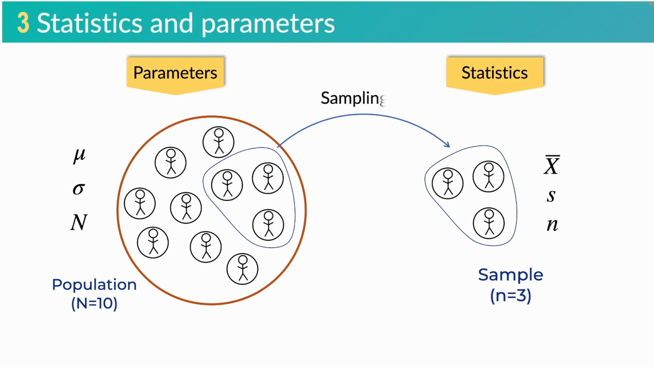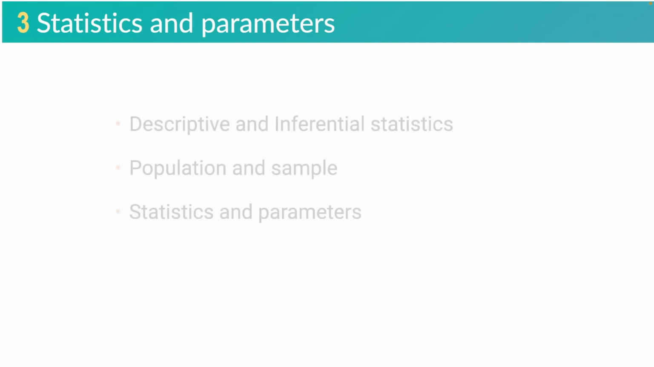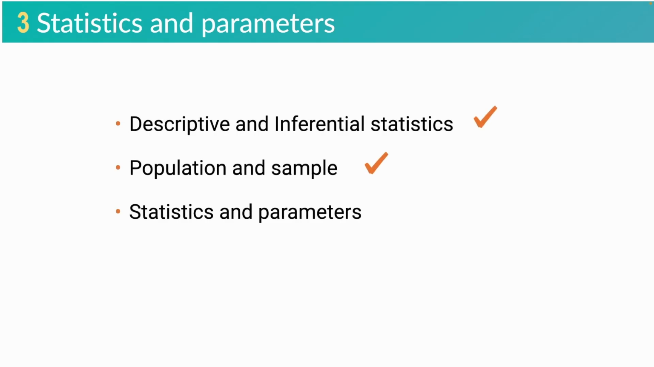Parameters of a population are often not known, but they can be estimated from a sample. That is the reason why there is inferential statistics. Up to now, you know overall statistical terms, including descriptive and inferential statistics, population and sample, and statistics and parameters. Now we will look in more detail at descriptive statistics.